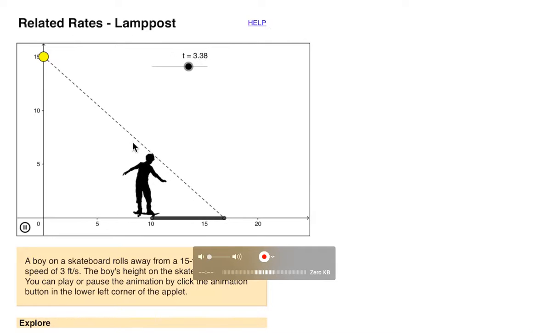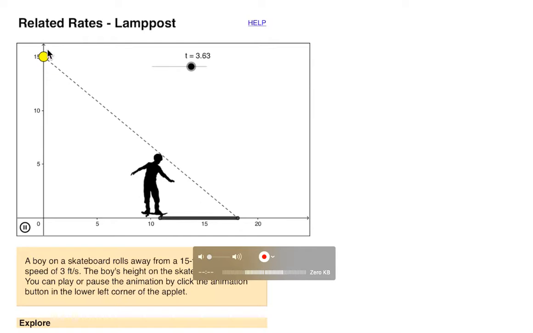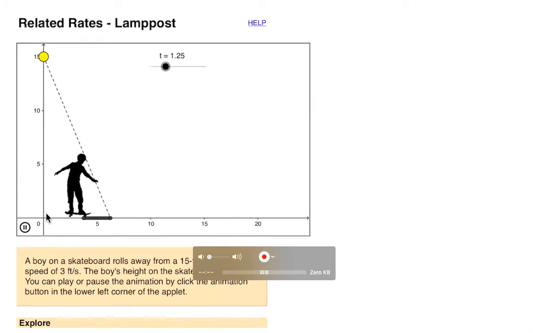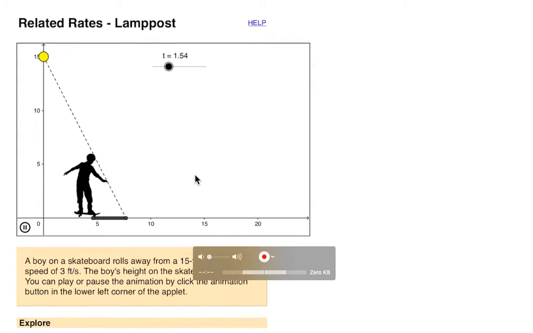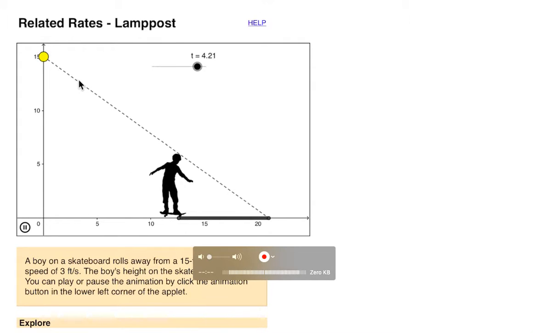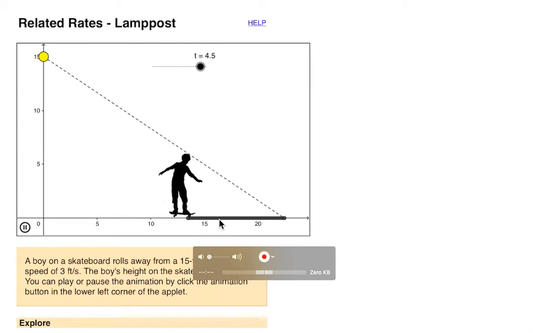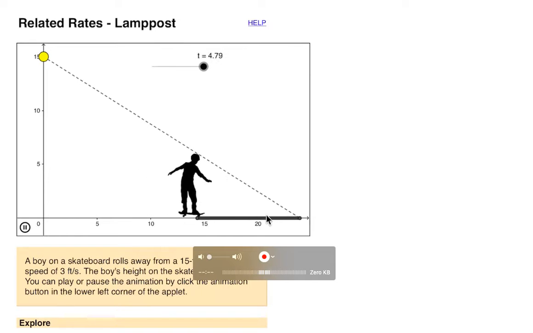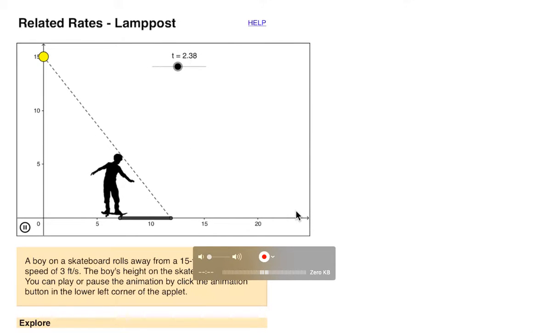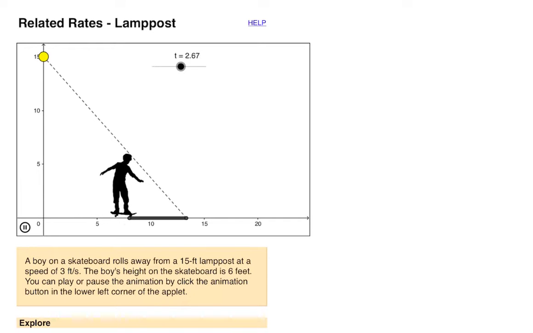We've got a skateboarder here. We have a lamp up here, a light up here, and a lamp post. You can imagine that if it's in the evening, there's going to be a shadow created. As the light comes down, it's going to be blocked out by the person that's skateboarding. So what you see in dark black is the length of the shadow. That shadow is lengthening as the skateboarder moves along because the angle is changing.